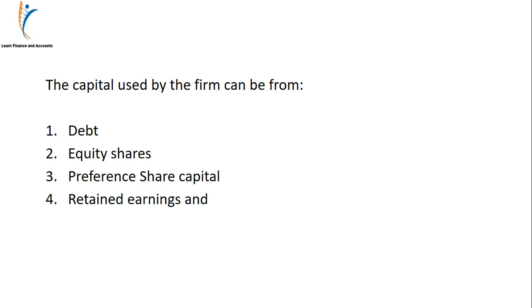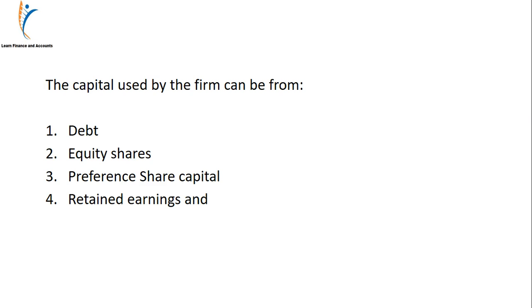Now, the fourth source of finance or capital is retained earnings. We have already talked about retained earnings: when the company is not distributing profit amongst the shareholders but keeping the money with itself for future requirements, that money is called retained earnings. So, retained earnings are also a source of capital or finance. When the company is expanding, it requires capital, and this capital can be got from retained earnings. So these are the four sources of raising capital or finance.